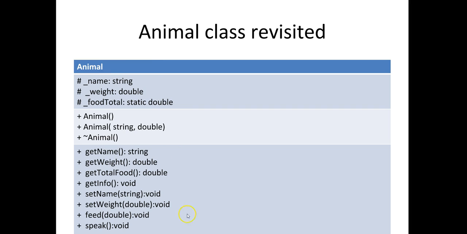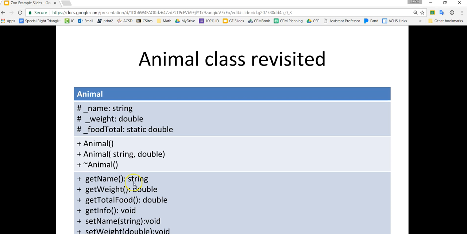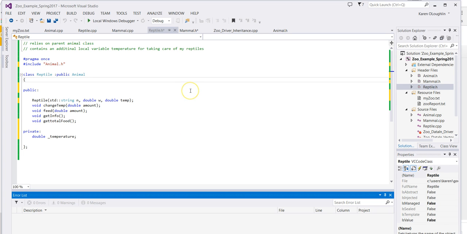When we're all done, we will come back and double check or look at our animal class diagram again, just to make sure everything's cleaned up. Now we are going to go ahead and exit this mode and get back into Visual Studio, and we are going to finish up our reptile, hopefully. A couple things I did not mention before.